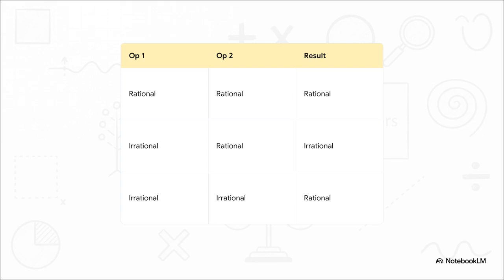Well, a rational plus a rational stays clean and rational, but if you add an irrational to a rational, like root 2 plus 3, the messiness totally takes over. The result is irrational. Add 2 irrationals, still irrational. But here is the crucial point, and honestly, it's a beautiful twist. Multiplying 2 messy irrational numbers together, like root 2 times root 2, can surprisingly snap right back into a perfect, clean, rational number. In this case, just 2.